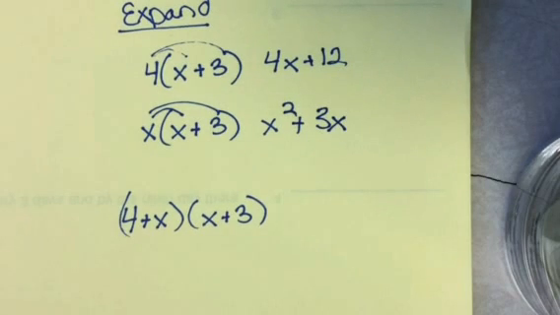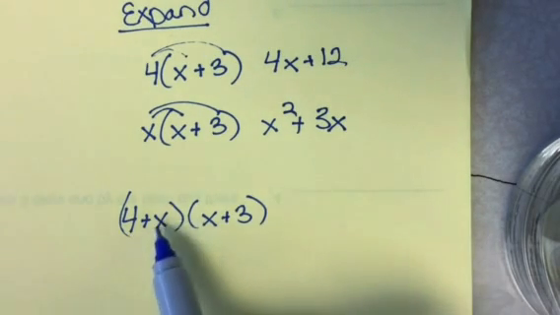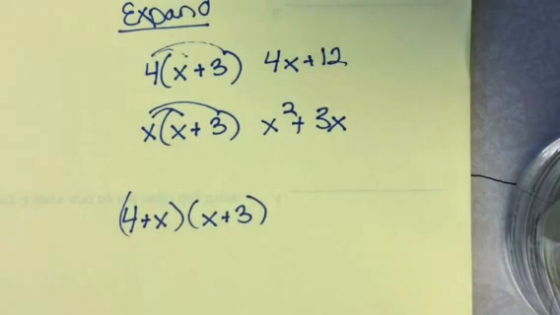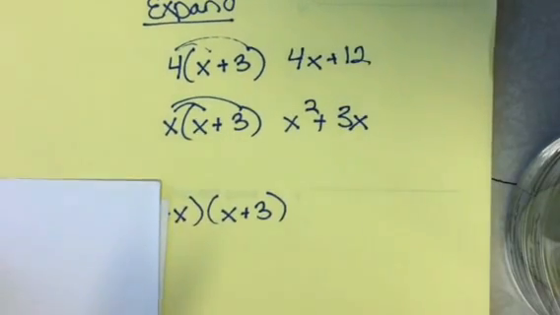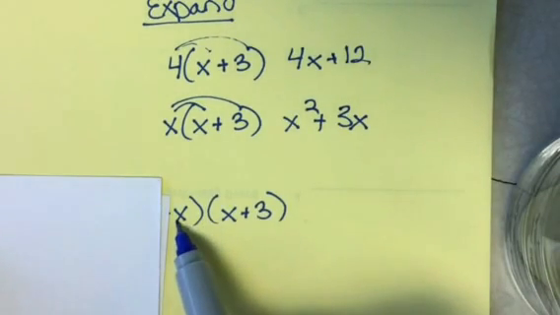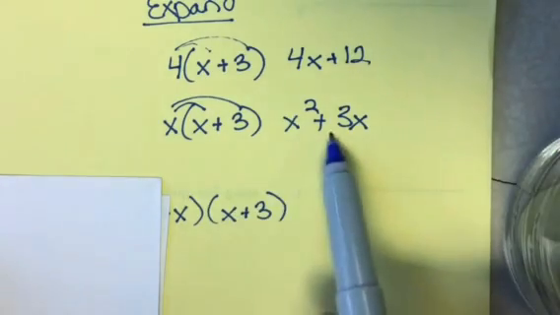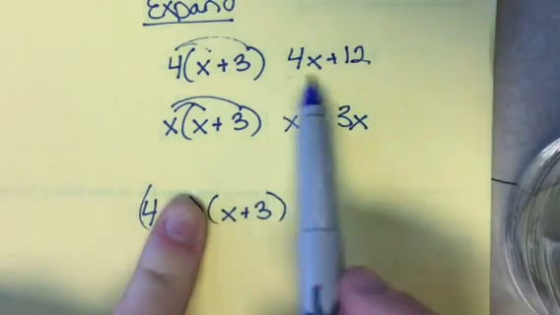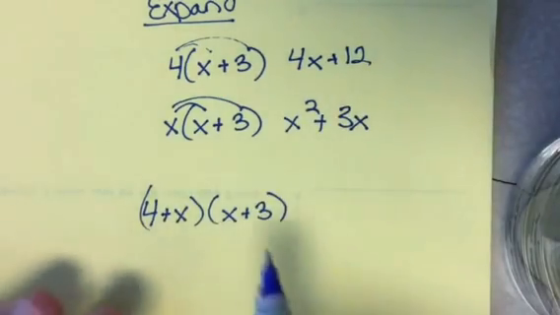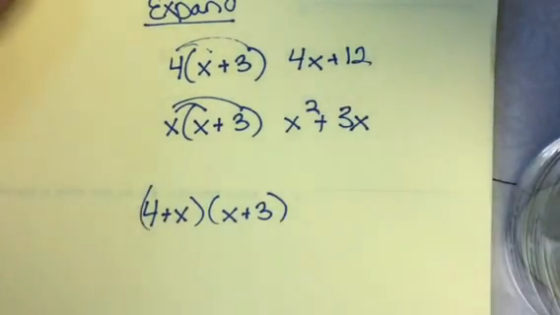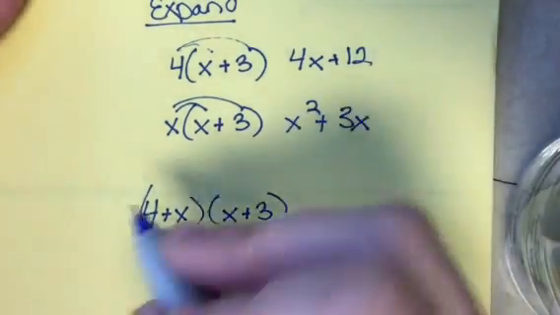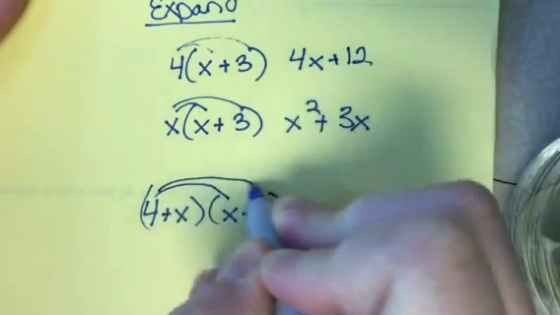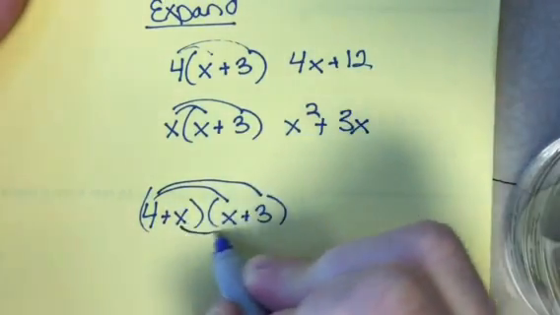Often what kids want to do when we have this is just do 4 times x and x times 3. But if we think back to what we just did above, if I have x times (x plus 3), it gives me 2 terms. If I have 4 times (x plus 3), it gives me 2 terms as well. So this should end up giving me 4 terms. I like to think of this as the 4 has to go to both of these, and the x has to go to both of these.